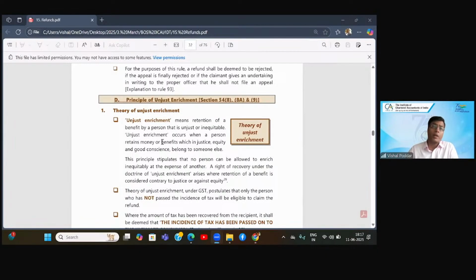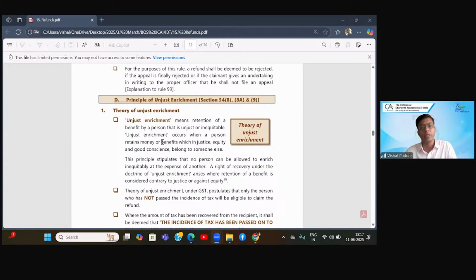Now, this is another part which is very relevant, very important for your exams. That is the theory of unjust enrichment. It is also called the doctrine of unjust enrichment. It is also called the principle of unjust enrichment. So basically, what is unjust enrichment? Unjust means unfair. Enrichment means being benefited.